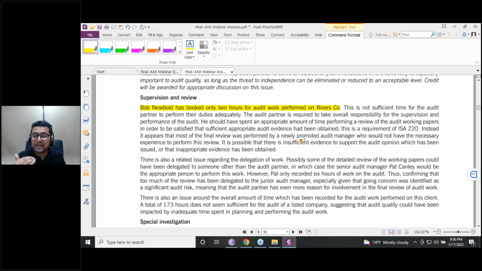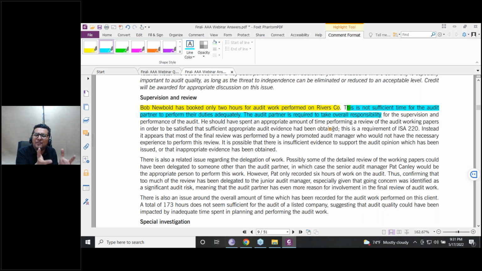But what's the next word? What after what? Why this is, and why this is bad? Why this is an issue? This is an issue because this is not sufficient time for the audit partner to perform their duties adequately. This does not seem appropriate. These 2 hours do not seem to be adequate considering he's a partner. The audit partner is required to take the overall responsibility for the supervision and performance of the audit. So this particular sentence is your why.